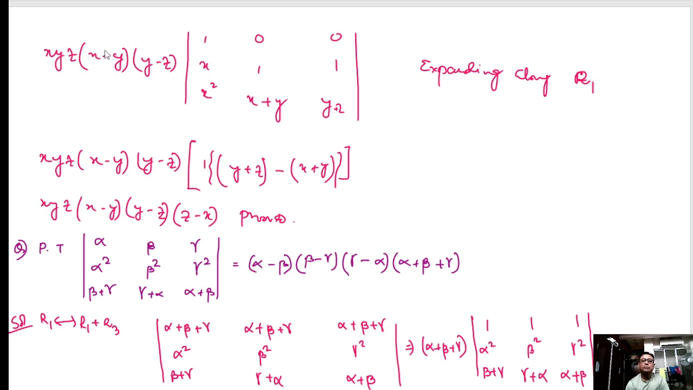So now we will expand along the first row. It is plus, minus, plus, and we will take this one. So here we have taken it, and this is the ultimate answer we will get. Proved.